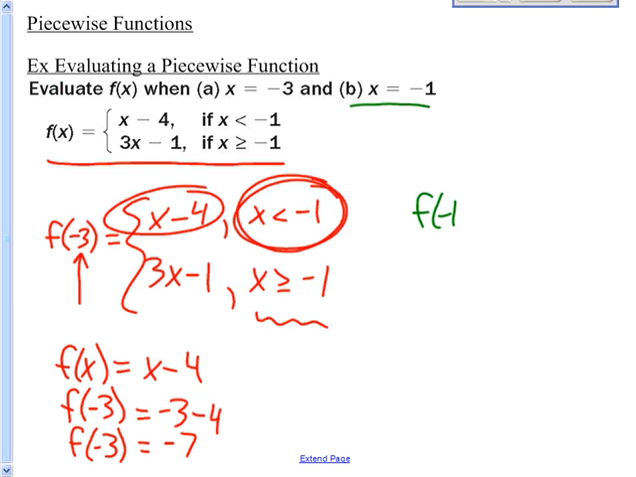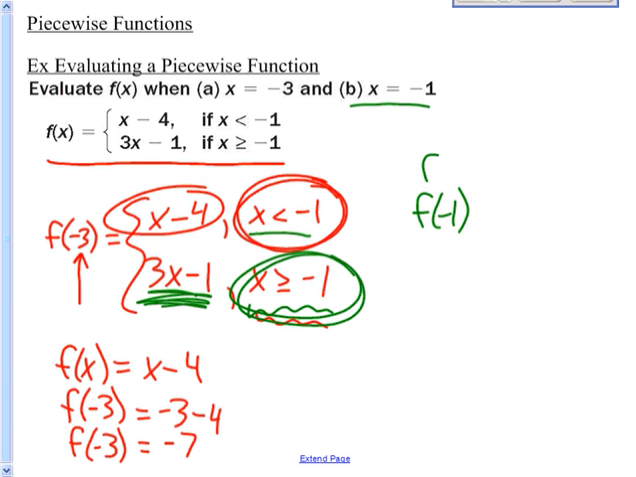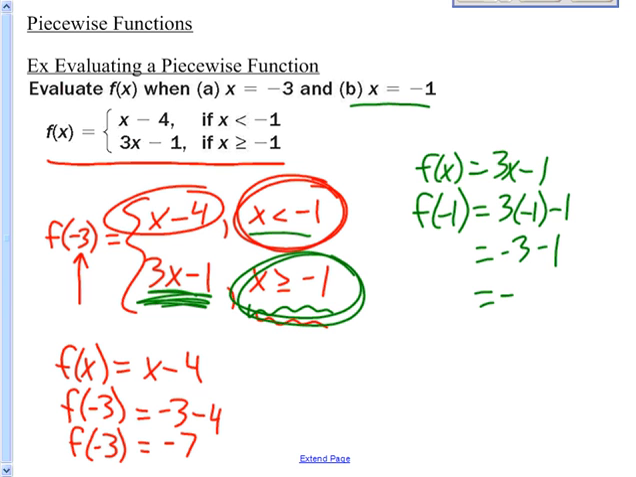F of -1. So this time I say, well, is -1 less than -1, or is -1 greater than or equal to -1? Of course, it's greater than or equal to, so I have to use that 3x minus 1 equation. I'm plugging the -1 in. So I got -3 minus 1, so -4. So f of -1 is -4.